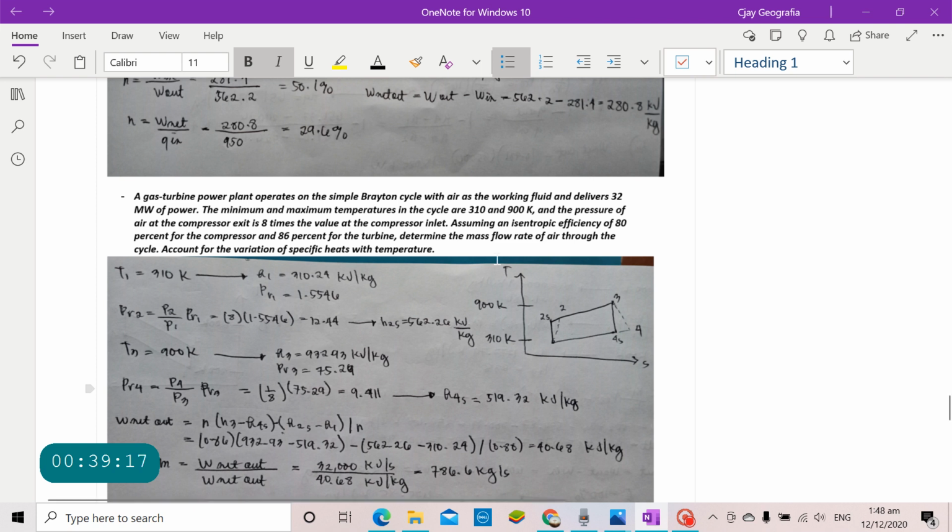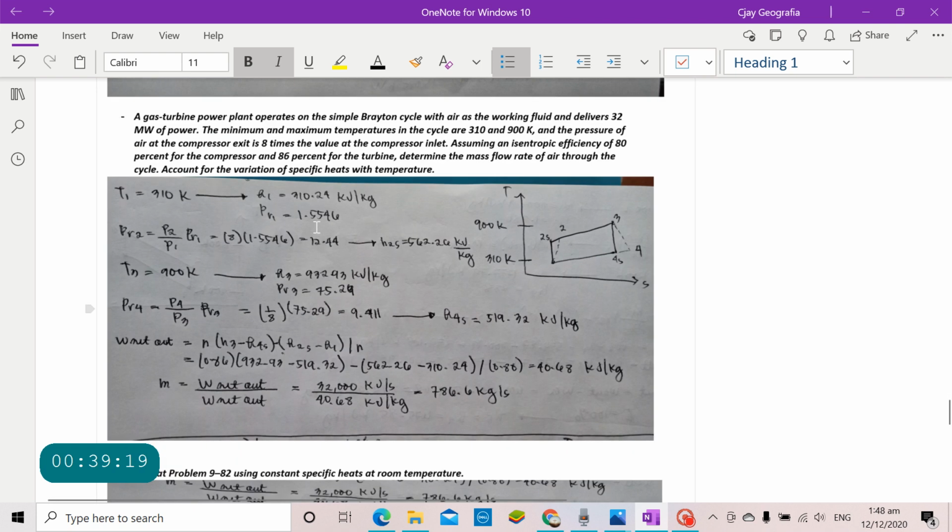So our solution here: a 32 megawatt gas turbine power plant operates on a simple Brayton cycle with air as the working fluid. The mass flow rate of this air through the cycle is to be determined. First assumption: steady operating conditions exist. Second, the air standard assumptions are applicable. Kinetic and potential energy changes are negligible. Air is an ideal gas with variable specific heats.